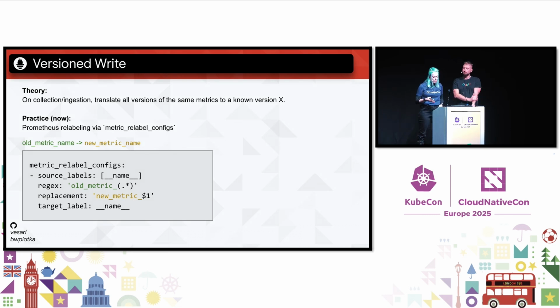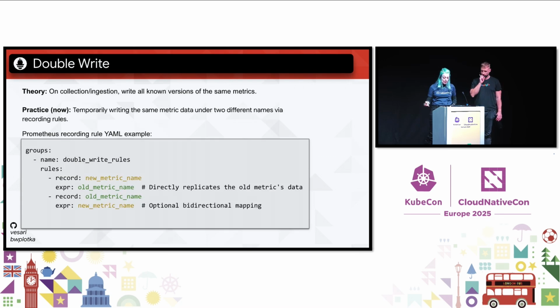But then what are the drawbacks? This is a kind of superficial thing, because, OK, it is affecting the labels and the metadata, but it does not touch the samples. And also, if you were to switch to query time versus write time, that would not be easy at all. So what's next? You could also go for writing all known versions of the same metric, an example of which in Prometheus is doing this with recording rules.